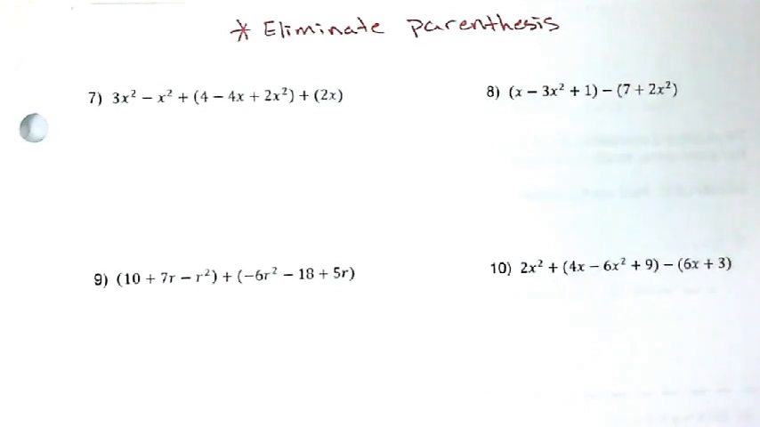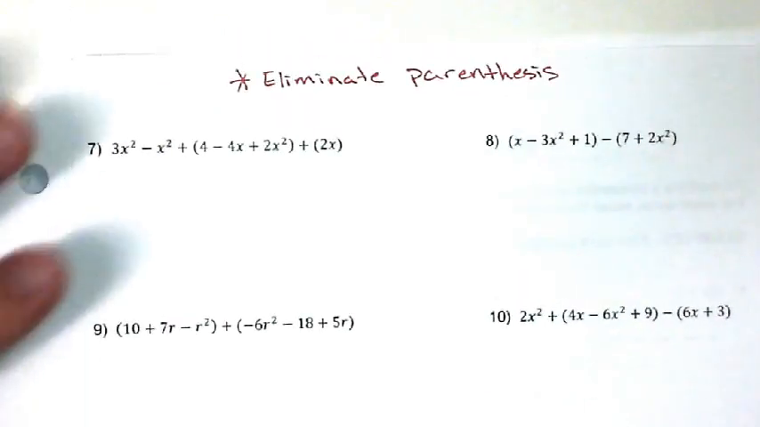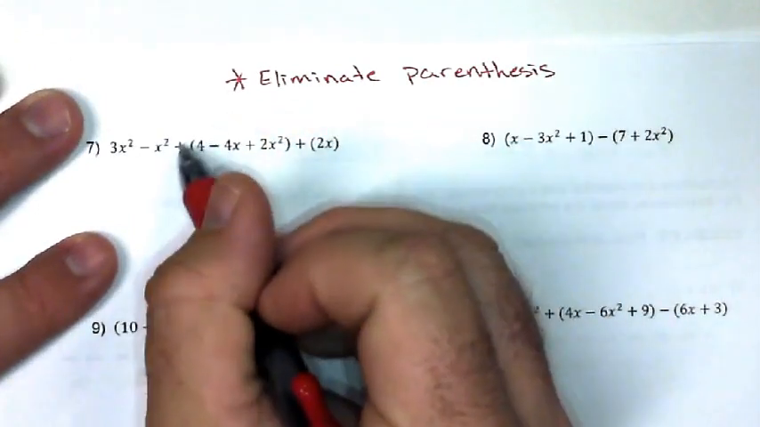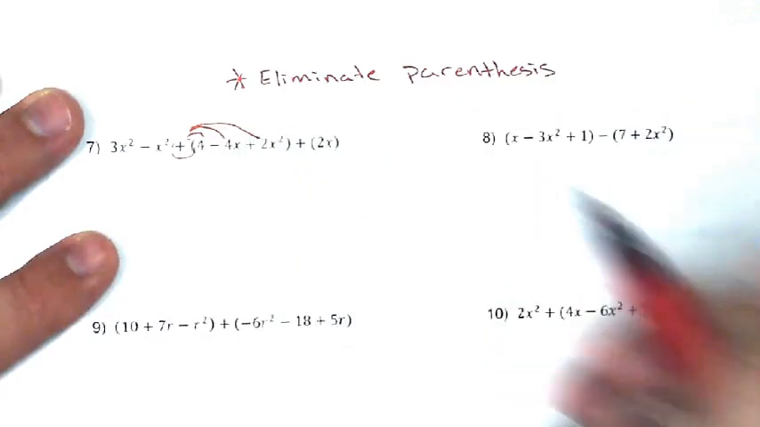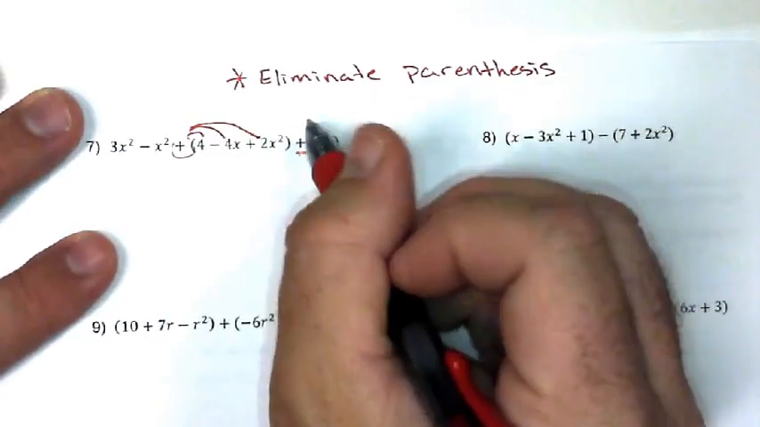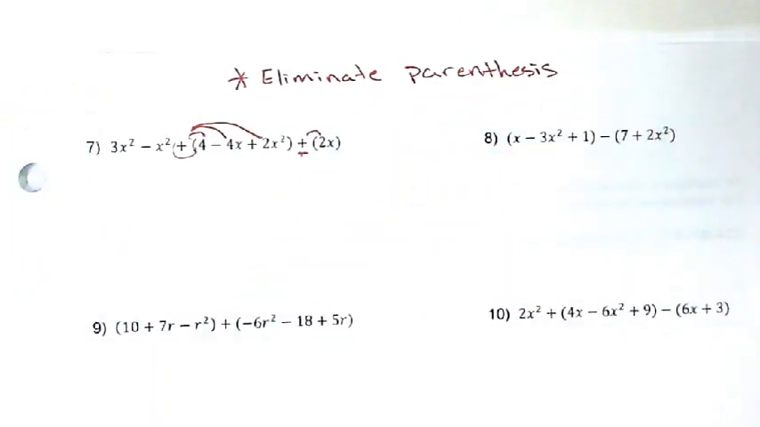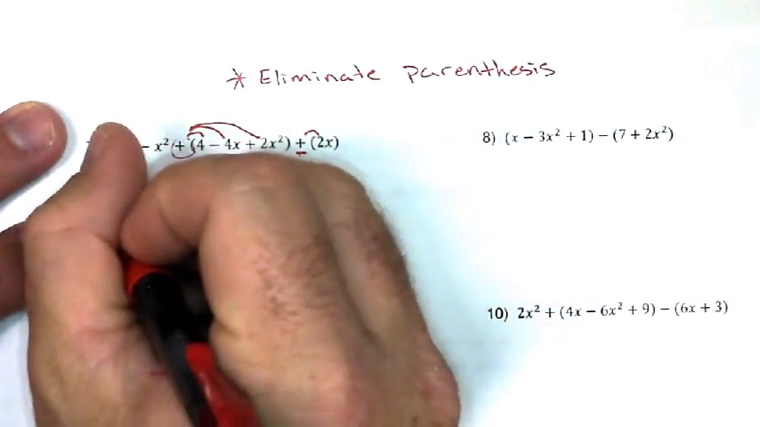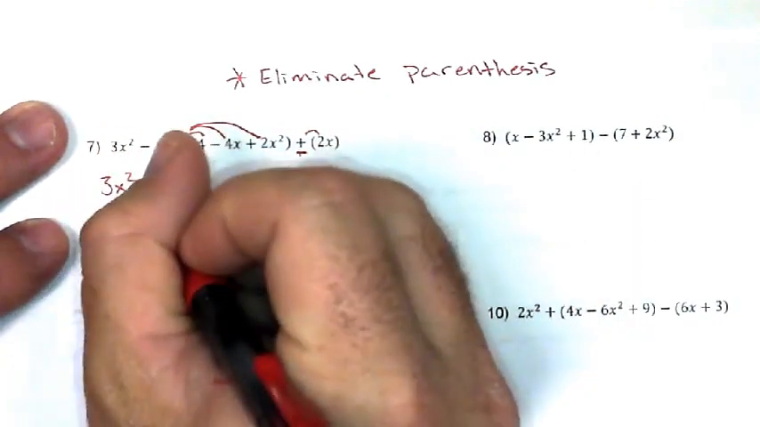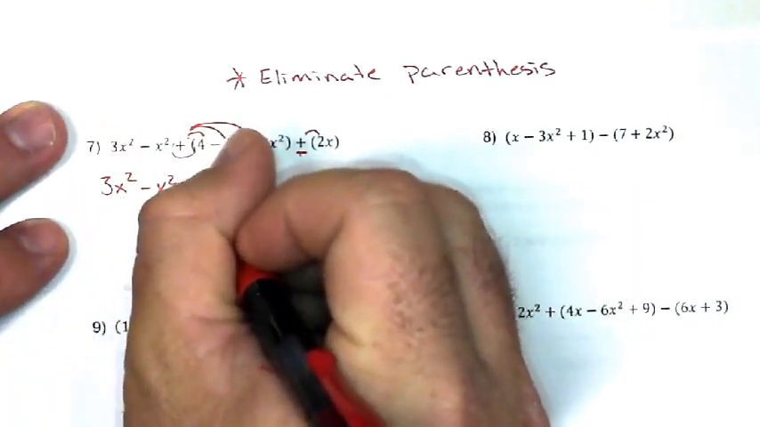I have a positive. I'm going to distribute that to everything in this parentheses here. I have another positive, and I'll distribute it to that parentheses there. Now, when you distribute a positive 1, does that really change anything? No, it doesn't. However, what are we eliminating? The parentheses. So we don't want the parentheses there anymore. So I have 3x squared minus x squared plus 4 minus 4x plus 2x squared plus 2x.